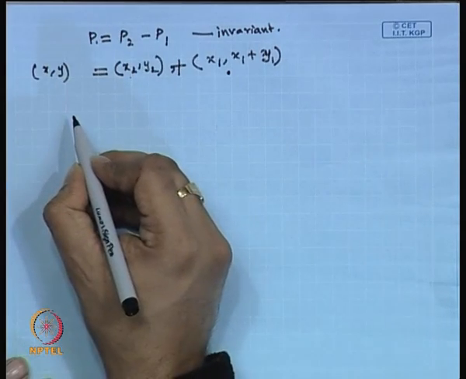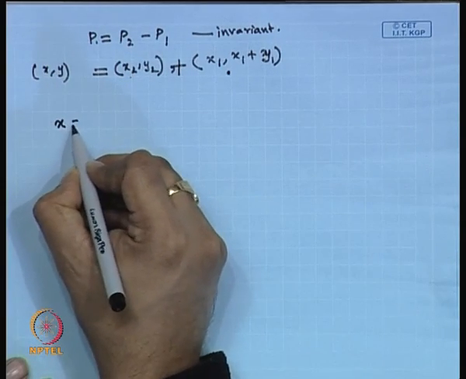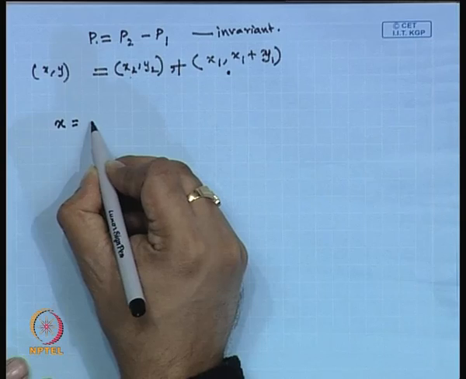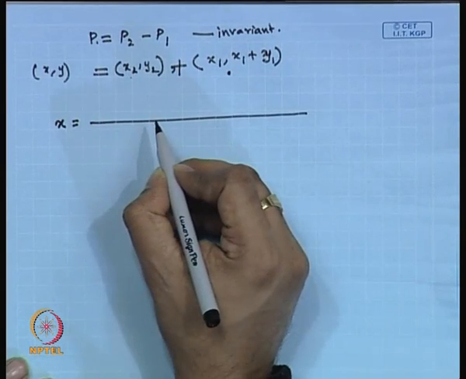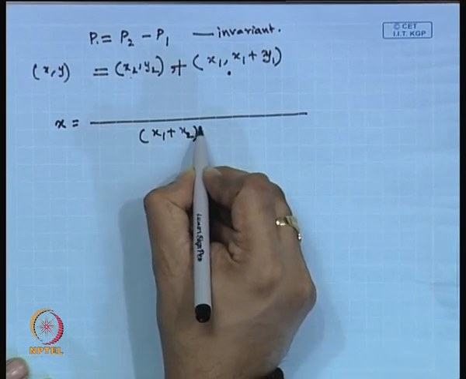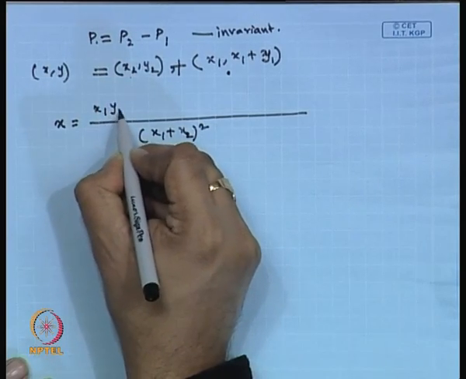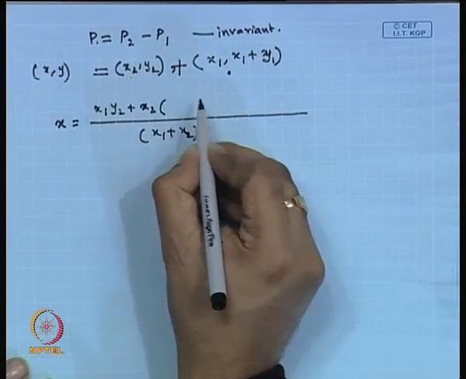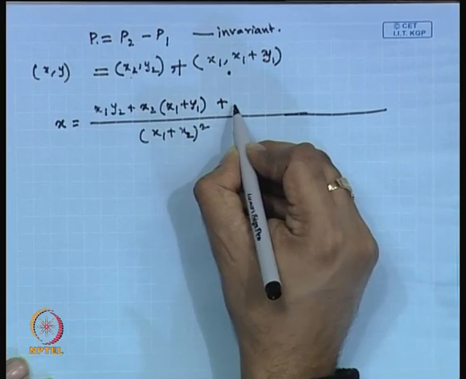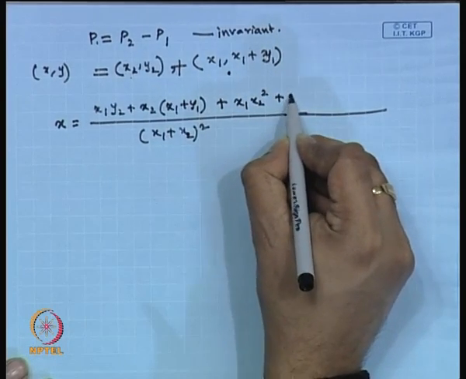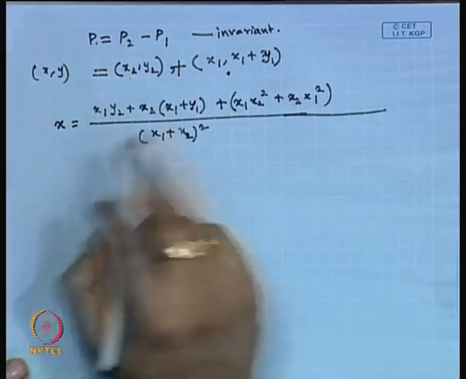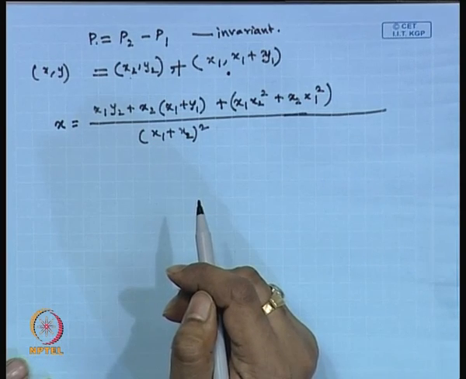So, therefore, we know that from here your x, if you say that this x is equal to, I mean, you know that this x, you can actually write as x 1 plus x 2 whole square into x 1 y 2 plus x 2 y 1 plus x 1 x 2 square plus x 2 x 1 square, right. Basically, I am adding up these two things and using the previous result, right.